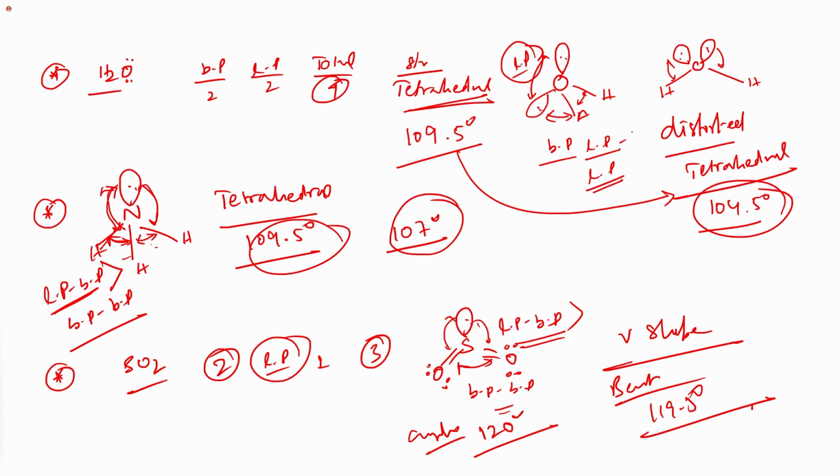So in this VSEPR theory, based upon the total number of electron pairs, which includes the bonded electron pairs and the lone pairs, the non-bonded electron pairs, we have determined the shape of the molecules. When it is 2, it is linear. When it is 3, it is trigonal. When it is 4, it is tetrahedral. When it is 5, it is trigonal bipyramidal. When it is 6, it is octahedral. So based upon the total number of bonded and non-bonded electrons, we can determine the shape of the molecules.